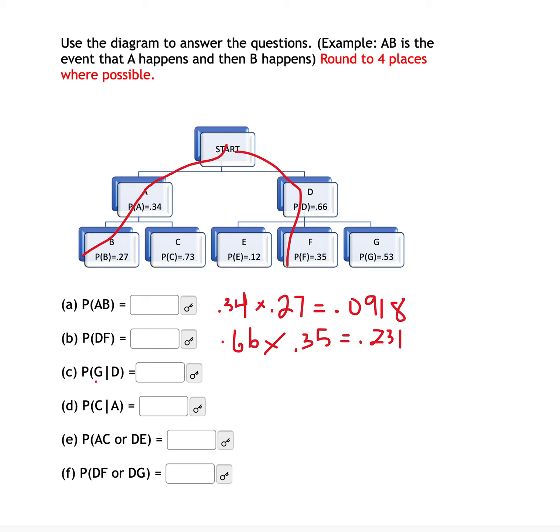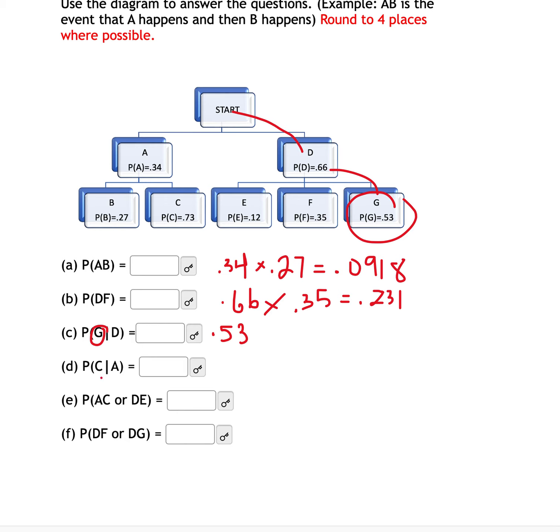In part C, it says we're going to find the probability that G happens given that D has happened. So in this case, when we have a conditional statement, we're not looking at the entire chart. We're just looking at one piece of the chart. We're looking at the probability that G happens, knowing that D has already happened. So if I followed this down, here's D, and then here's G. So the probability that G has happened, knowing that it has come down this direction, following through G first, that is going to be 0.53. With the conditionals, we're only looking at that part of the graph.